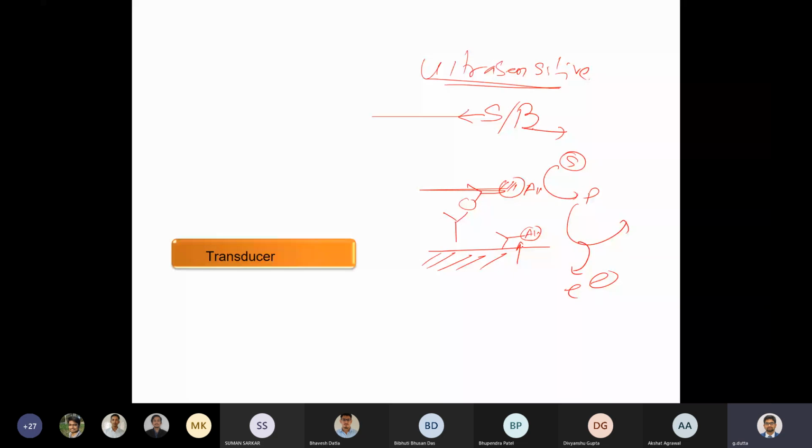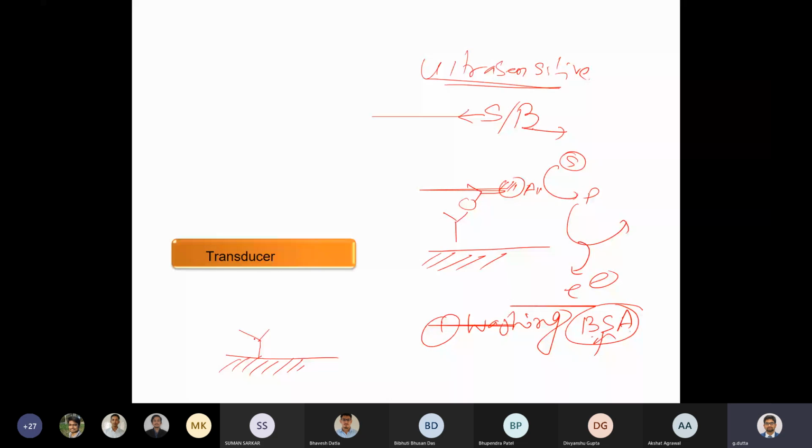So how can you remove it? There is one process: washing. You have to wash properly, in a very good way, with some BSA, bovine serum albumin. This is one kind of protein. I will tell you how it decreases the non-specific binding. This is your primary antibody coated surface, right? During washing, you can add some BSA.